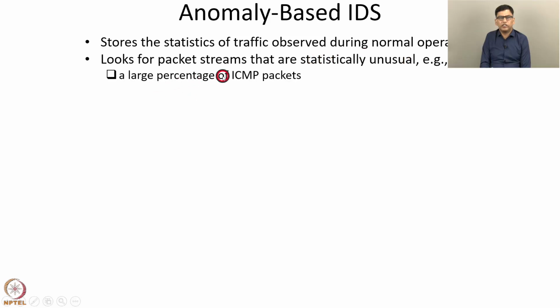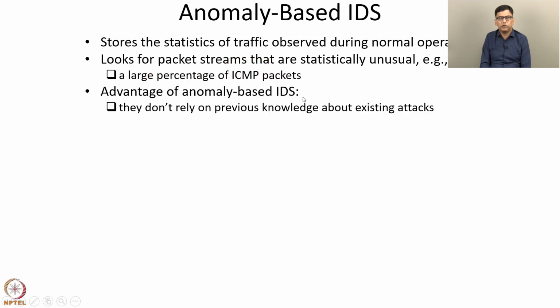Some examples of statistically unusual traffic streams are as follows. One example is a large percentage of ICMP packets. If the percentage of ICMP packets is usually below a certain threshold, and then suddenly the percentage of ICMP packets is above that threshold, then that may indicate a statistically unusual packet stream. What is the advantage of anomaly-based IDSs? They don't rely on previous knowledge about existing attacks, so they can detect new attacks which cannot be detected by signature-based IDSs. They can potentially detect new and undocumented attacks.